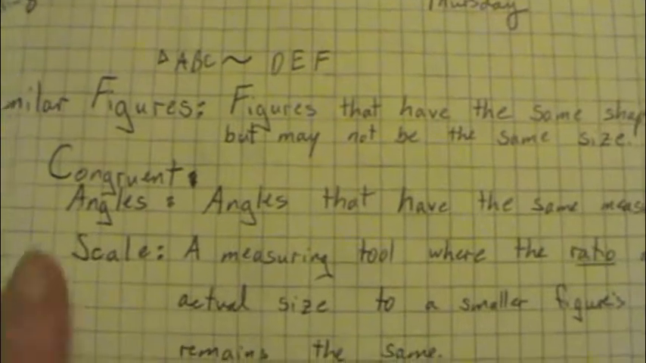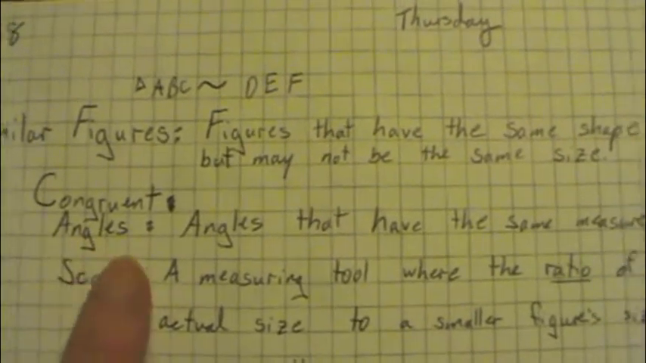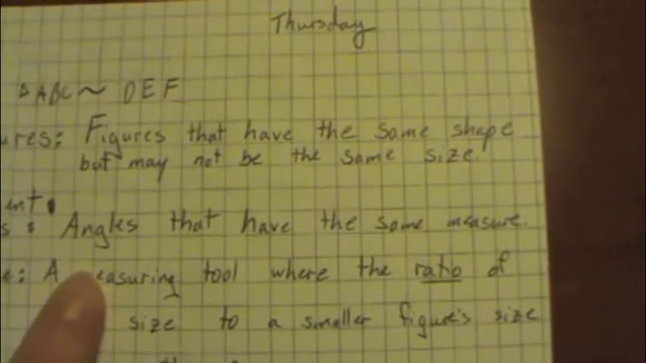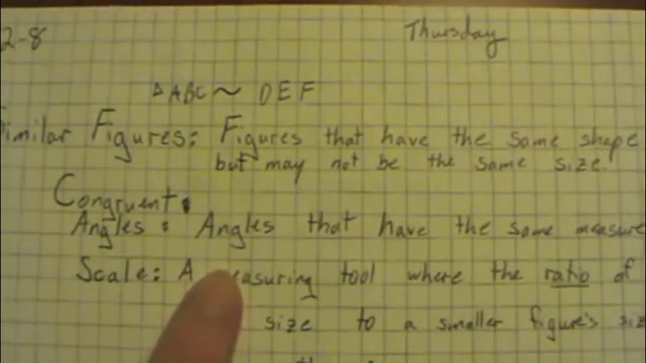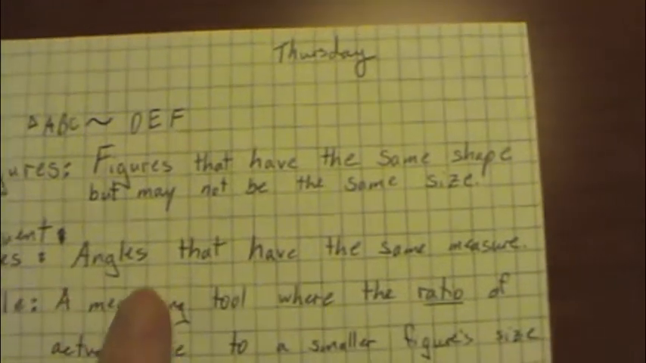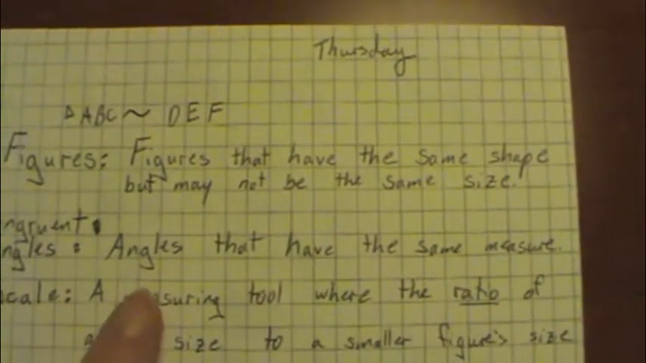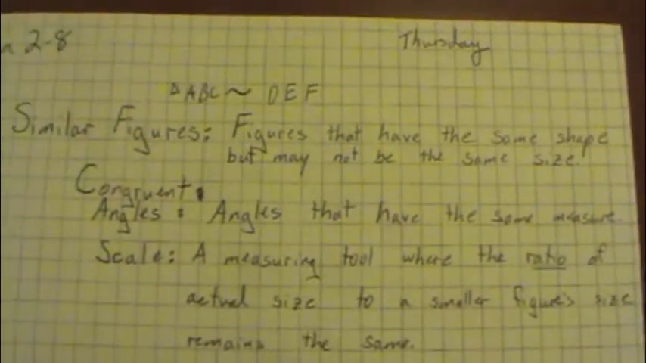Next word, congruent angles. Those are angles that have the same measure. For some reason, they don't have that vocabulary word here, and they really should. Congruent angles are angles that have the same exact measure. So two 90-degree angles are congruent. Two 45-degree angles are congruent.